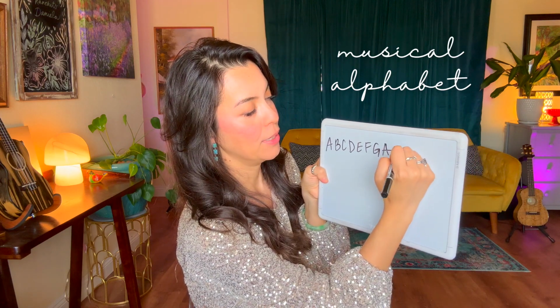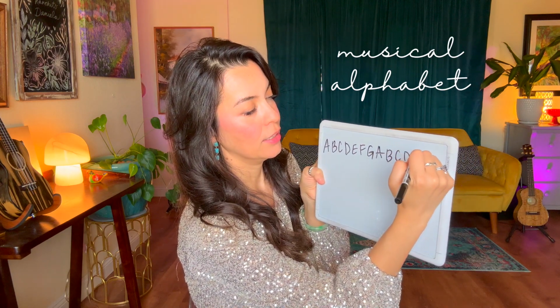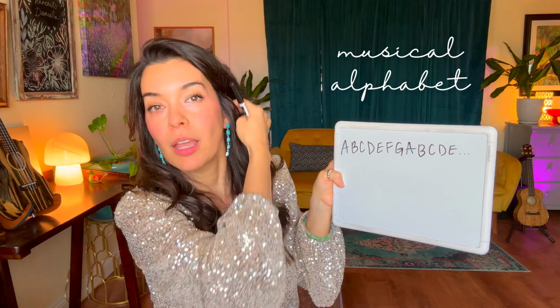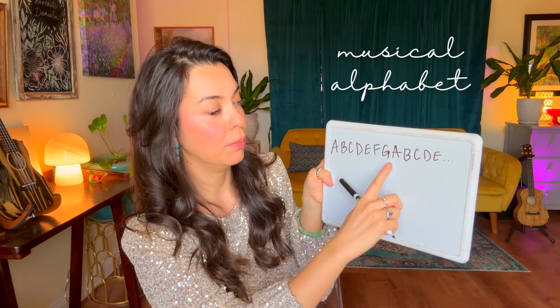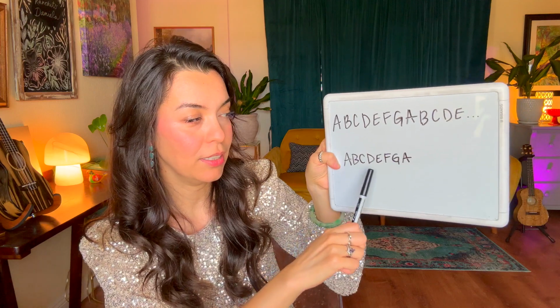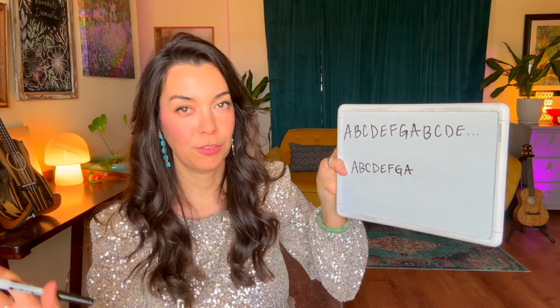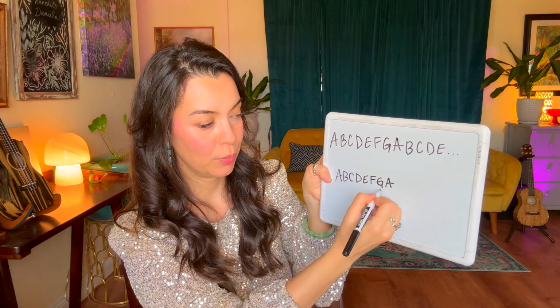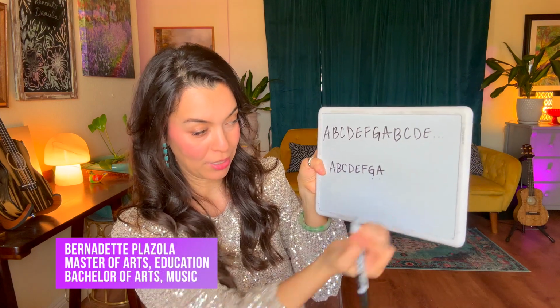A, B, C, D, E, and I'm going to add a ... here because it continues. Every time you get to G, you start back up from A. So hypothetically, if I asked you the quiz question, write the musical alphabet, this is what I would want to see as an answer to that quiz question. If I have this, A, B, C, D, E, F, G, A, that's a perfect answer because it shows me that you know exactly where to stop with the letters and what would be next.